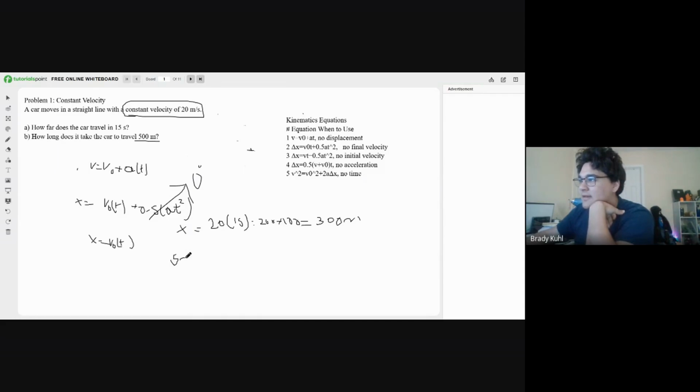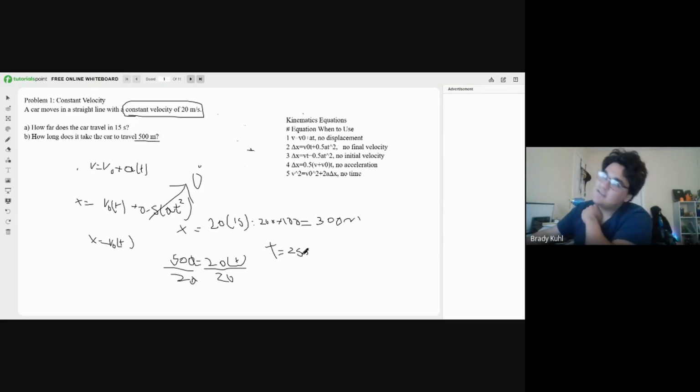Now, the second question: how long does the car take to travel 500 meters? Same concept, except we have to reverse it. 500 equals 20 times time, divided by 20 on both sides. Cancel out the 0, and the time equals 25 seconds. So it would take the car 25 seconds to reach 500 meters at 20 meters per second. Does it check out? Yes, because 25 times 20 is 500.